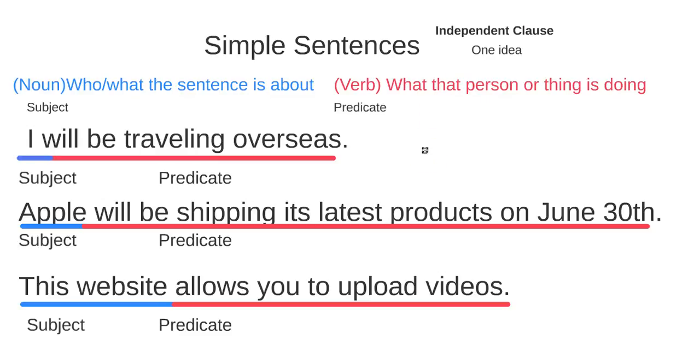In the first example, "I will be travelling overseas." The subject is "I," and the travelling overseas is what the person will be doing. The second sentence, "Apple will be shipping its latest products on June 30th." The subject is Apple, and its shipping later in the month is the predicate. "This website allows you to upload videos." The subject is the website, and its capacity to upload videos is what it is about.